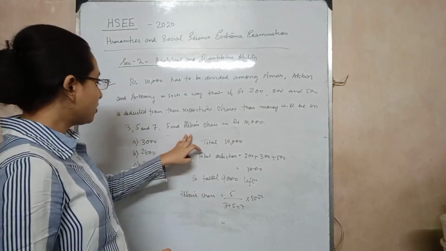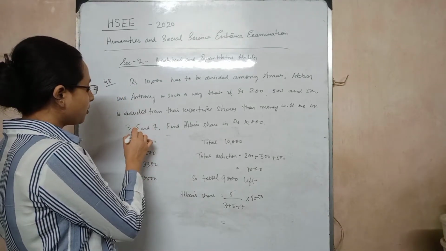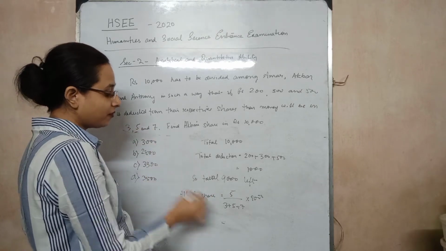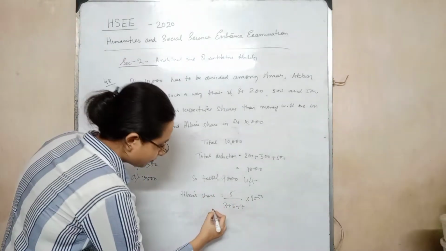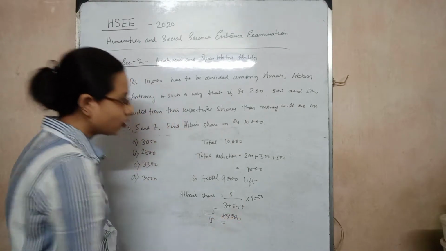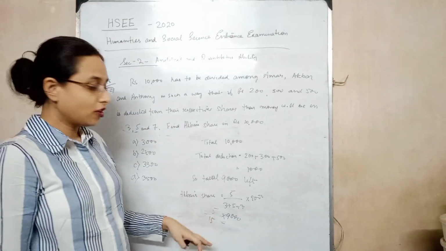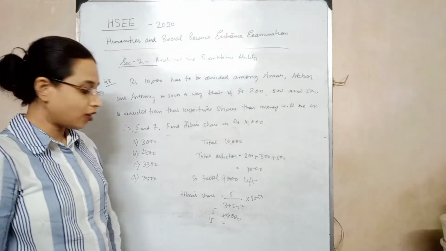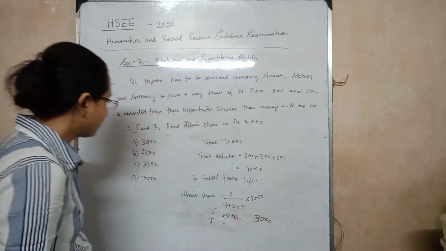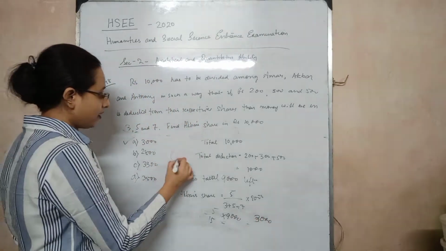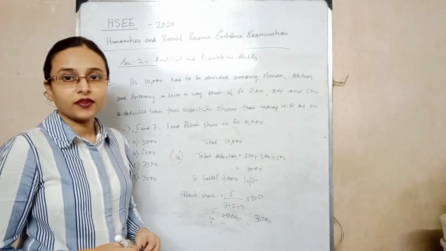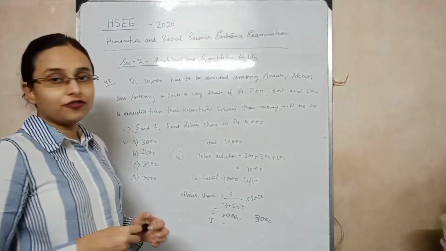Now Akbar's share. See, Akbar's share is 5 parts, right? So 5 by the total, that is 3 plus 5 plus 7, that is 5 by 15 into 9000, because 9000 rupees is left. So 5 by 15 into 9000 gives us the amount of rupees 3000. So 3000, option A is the correct answer. Okay, option A. Moving on to the next question, 49.